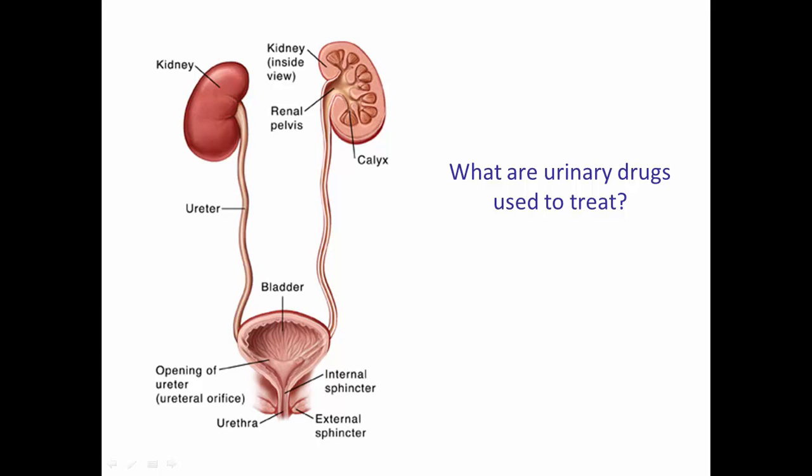One thing we talked about in physiology is incontinence, which is the inability to control this external sphincter, and that allows urine to leak out. There's not a lot of drugs that are useful in treating incontinence. However, especially urge incontinence, there are some options there, so we'll talk about that.